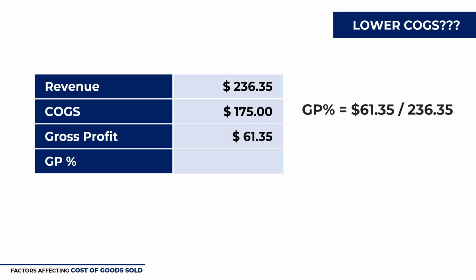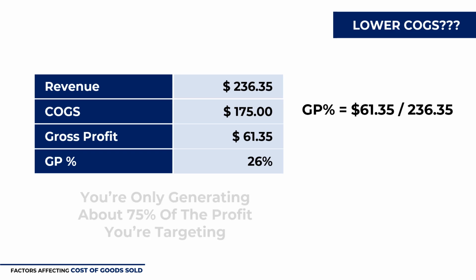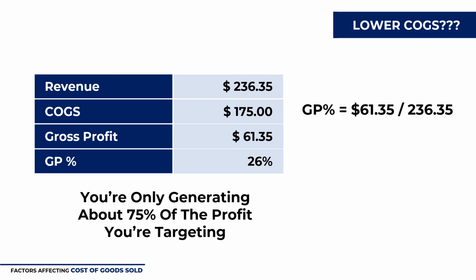Now, is $61.35 really 35% of gross profit? Well, remember our formula for determining our gross profit percentage? That's to divide our gross profit by our revenue. So when we divide $61.35 by $236.25, we find our gross profit percentage is only 26%, not 35%. This means you're only generating about 75% of the profit you were targeting.